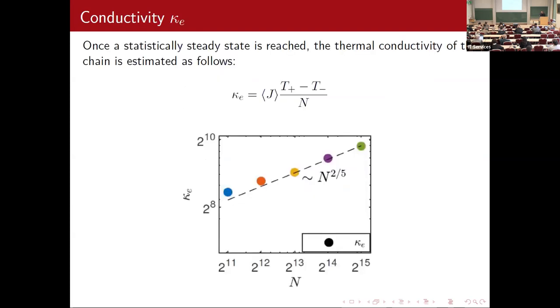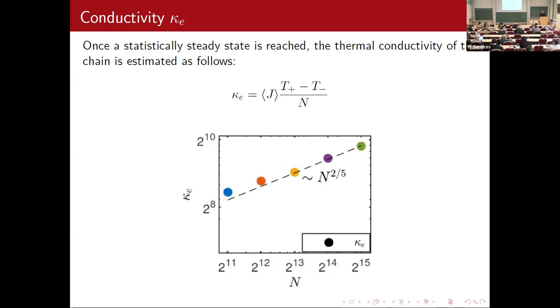If you compute now the conductivity as a function of N, the total number of particles, there is a behavior which is like that. The conductivity is computed in this way, in which you have the average current, divided by the variation of temperature, divided by N, and you get something that scales like N to the 2.5. And this is in agreement with many other numerical works that have been done in the past by other researchers.